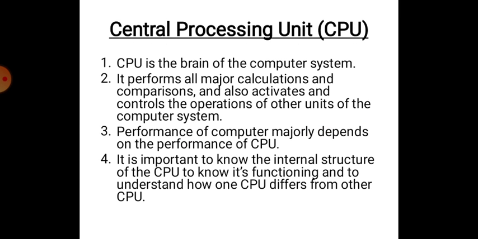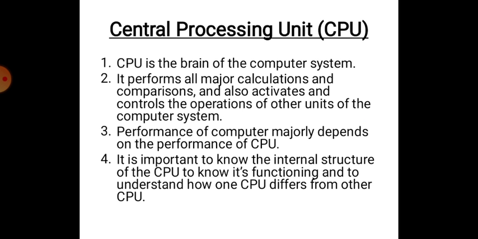We'll take up the central processing unit, that is CPU. Point number 1. CPU is the brain of the computer system. Whatever role the brain plays as far as a human being is concerned, the same role is played by the CPU. What does the brain do in our case? The brain controls our body and sends signals to all our body parts on how to carry out various activities. Similarly, the CPU is the brain.